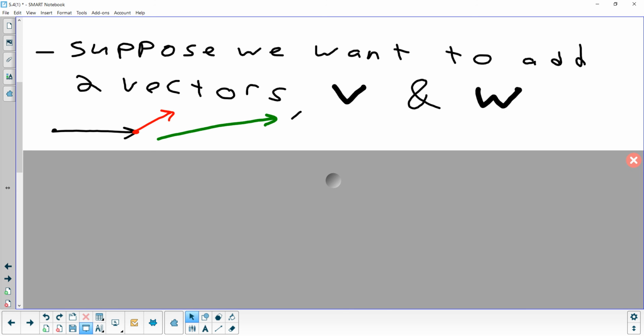So the black is pointing right. The red is pointing right, but it also has a little bit of an up. So when you combine the red and the black together, you get an even longer vector pointing right, but it's also pointing a little bit up, and that's because of the red one.